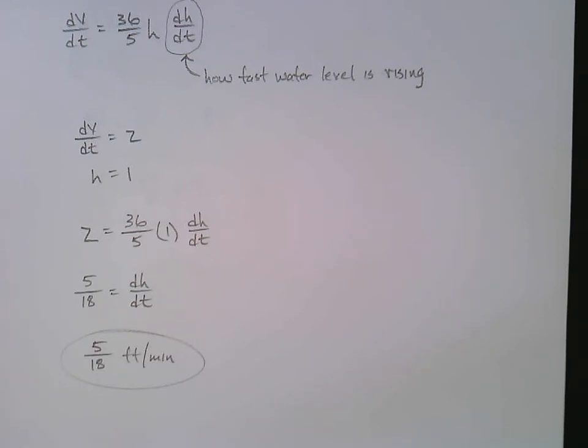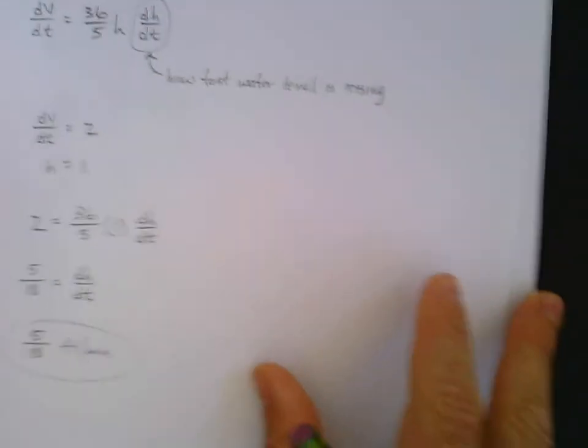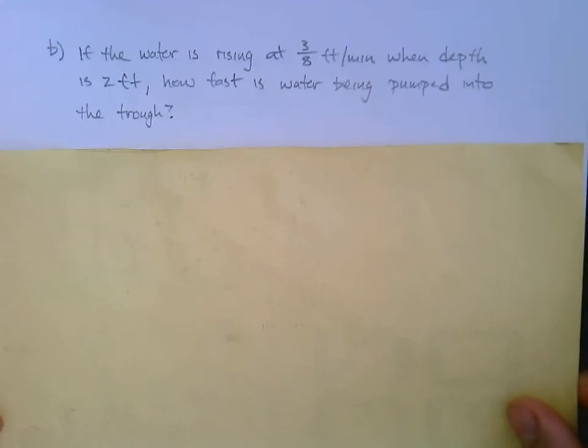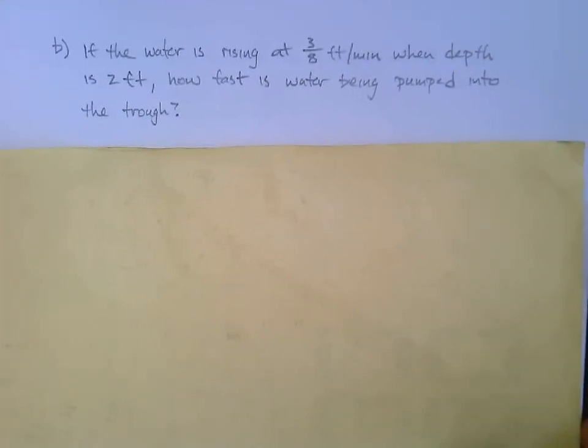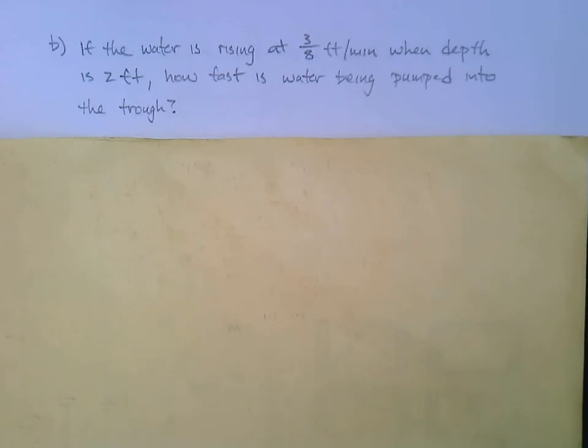Okay. That was part A. There is a part B, but kind of like the last problem, we've done the vast majority of the work already. Part B here says, if the water level is rising, oh, we're changing things up. The water level is rising at 3/8 feet per minute when the depth is 2 feet. How fast is water being pumped into the trough?